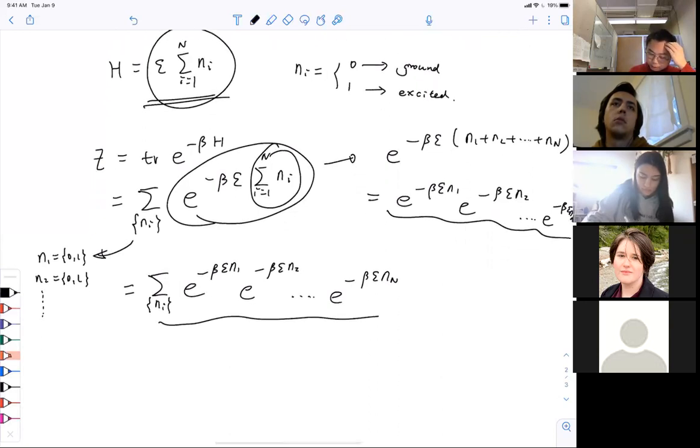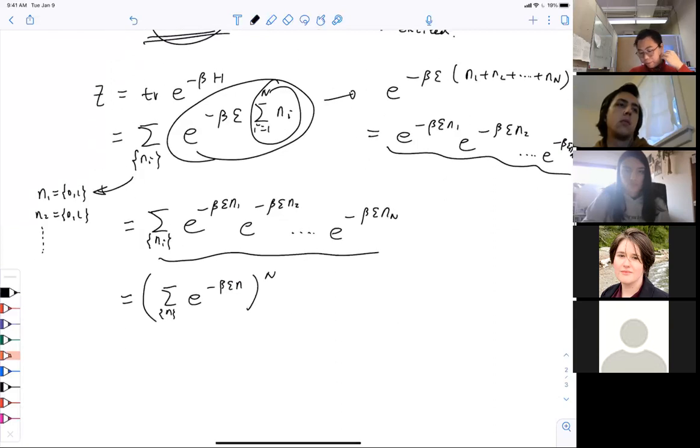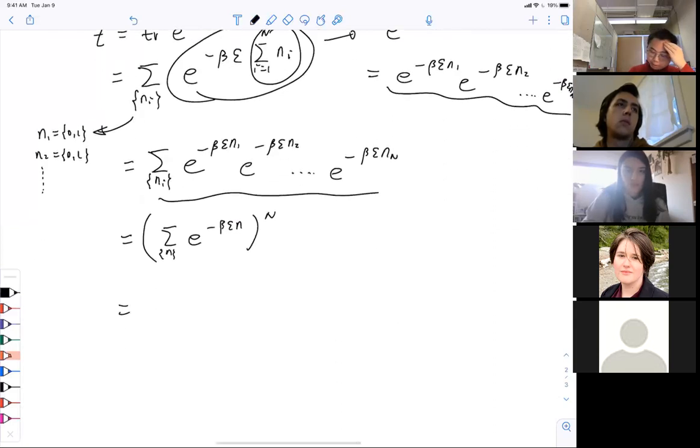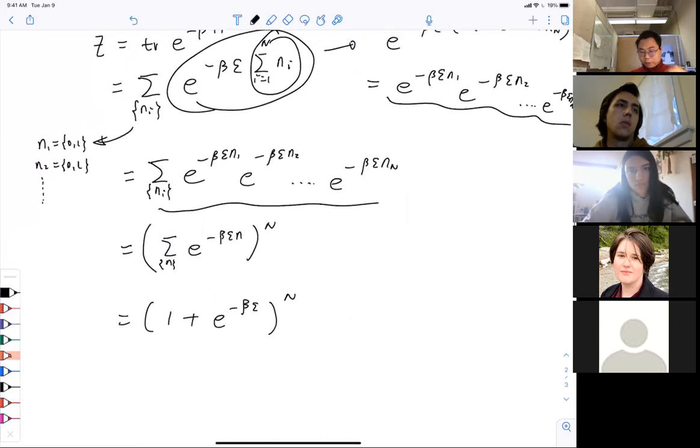Right, so this is nothing but the sum over n of exponential minus beta epsilon n, to the power N. So this n can be 0 or 1. When it's 0, it's 1. When it's 1, it's exponential to the minus beta epsilon. So this is our partition function for this system. Any question about this part?